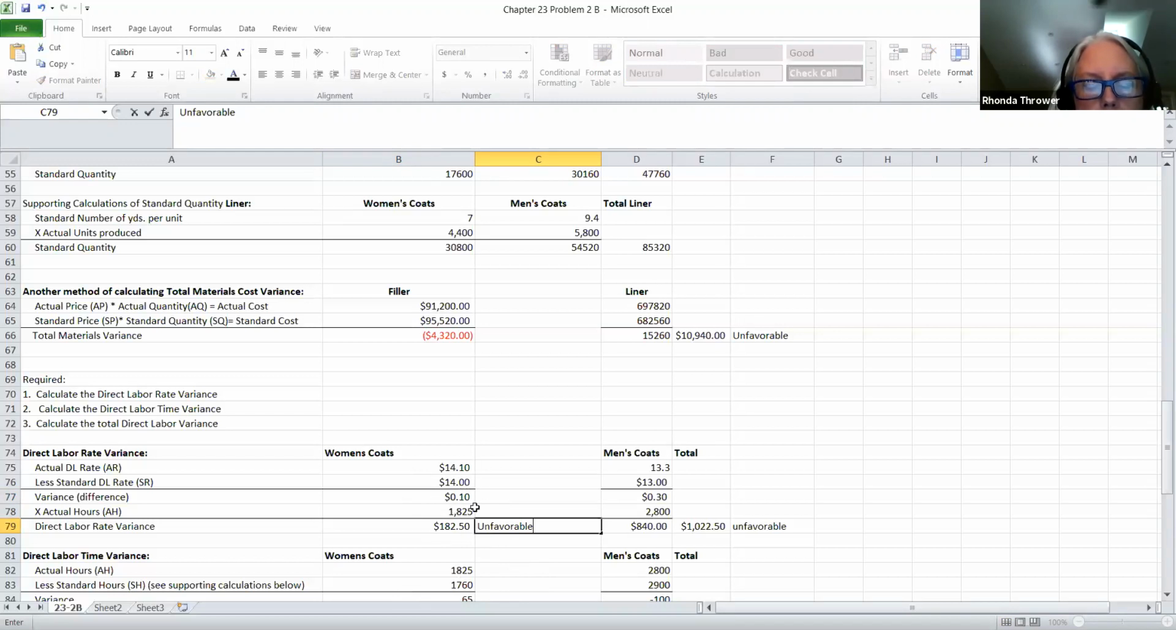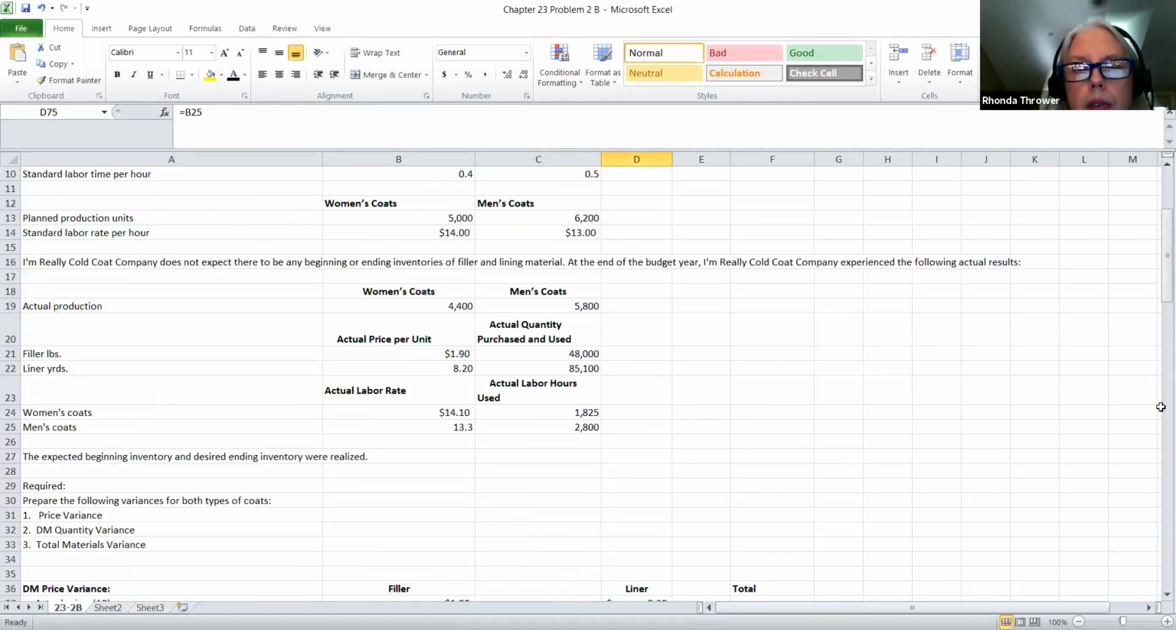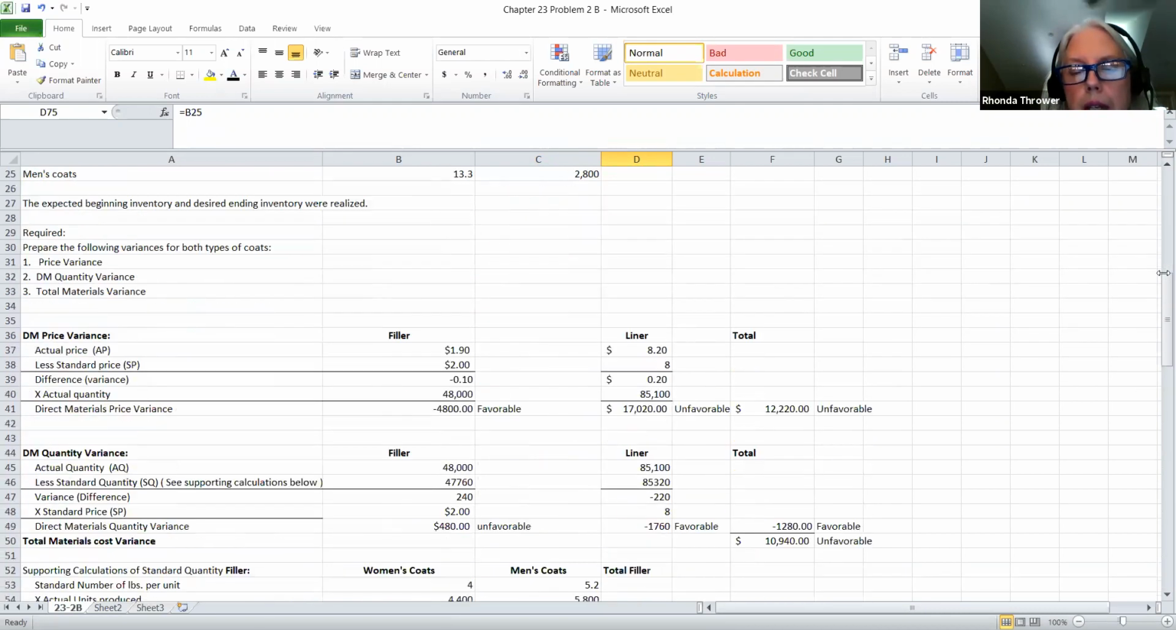Then we're going to take that 10 cents and multiply it by the actual hours, which was given. This 1,825 is given. So when you multiply the two of these, that gives you the direct labor rate variance for women's coats. For men's coats, you're going to do the same thing. You're going to take your actual direct labor rate. The actual direct labor rate for men's coats was $13.30.